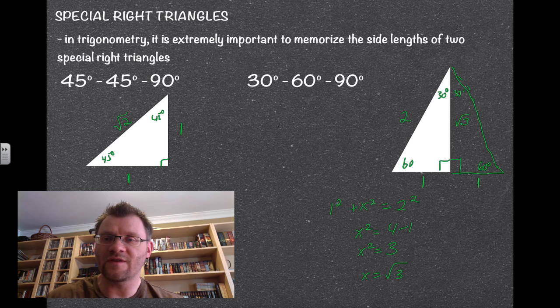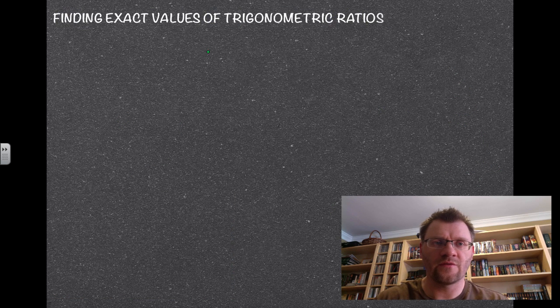So in a 30, 60, 90 triangle, your short side is always 1, your hypotenuse is always 2, and your long side's always root 3, which means if this side here happens to be 5 meters long, this side will be twice as big, 10 meters long, and this side will be root 3 times bigger than 1, so that would be 5 root 3. So now we're going to find some exact values of trigonometric ratios.